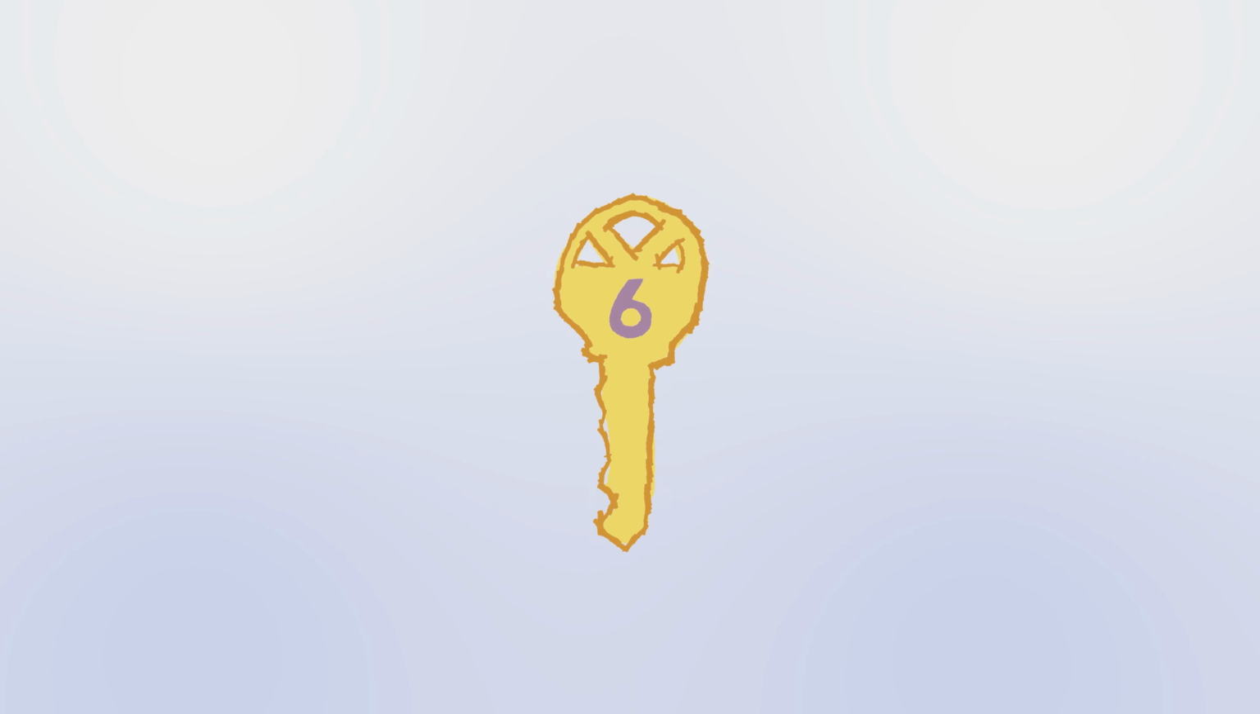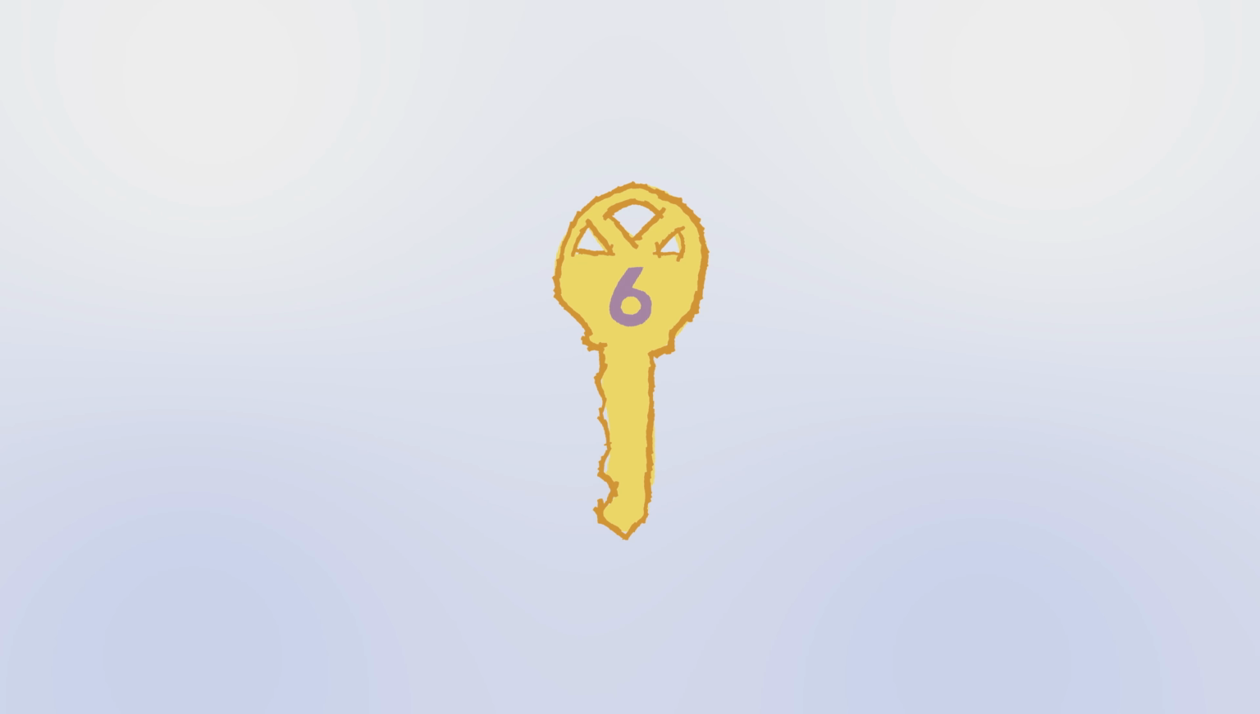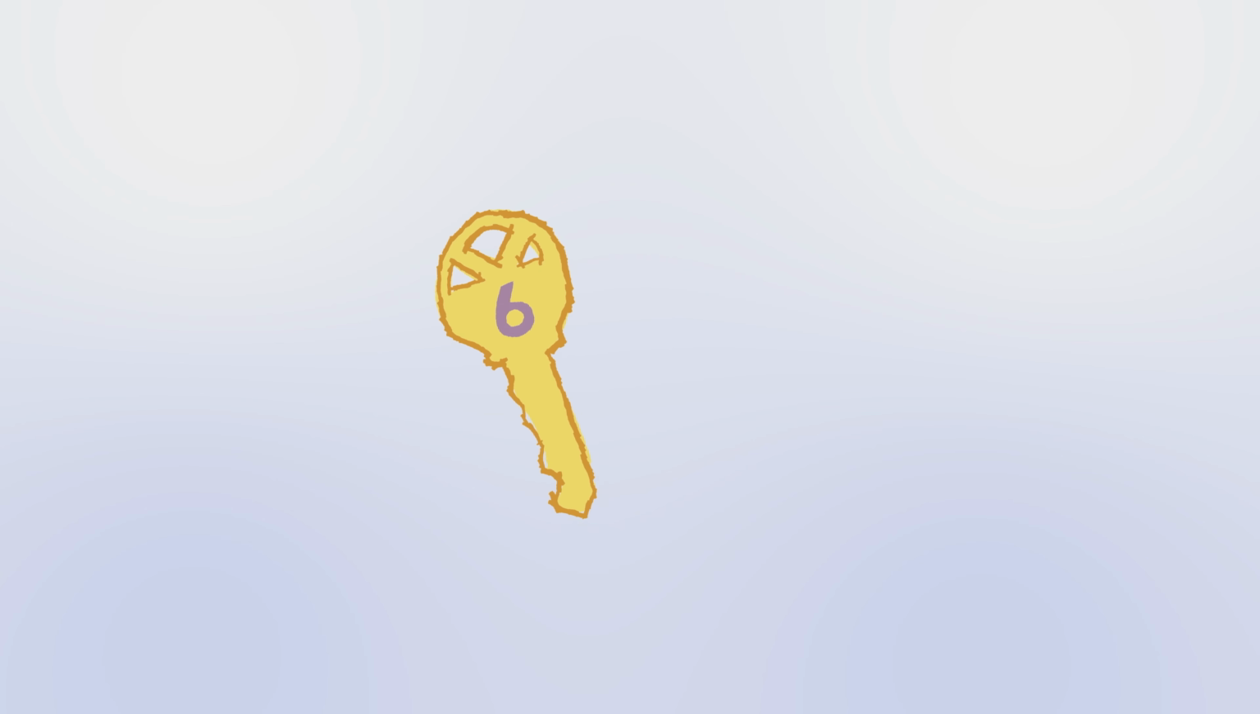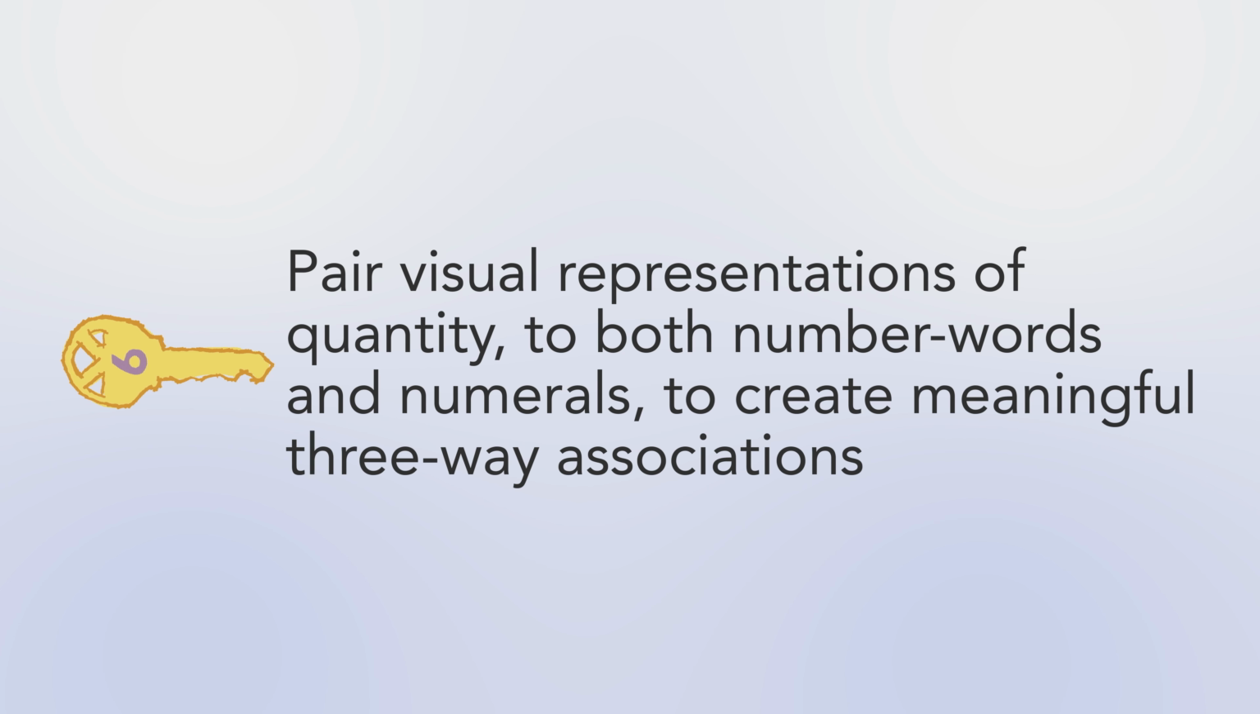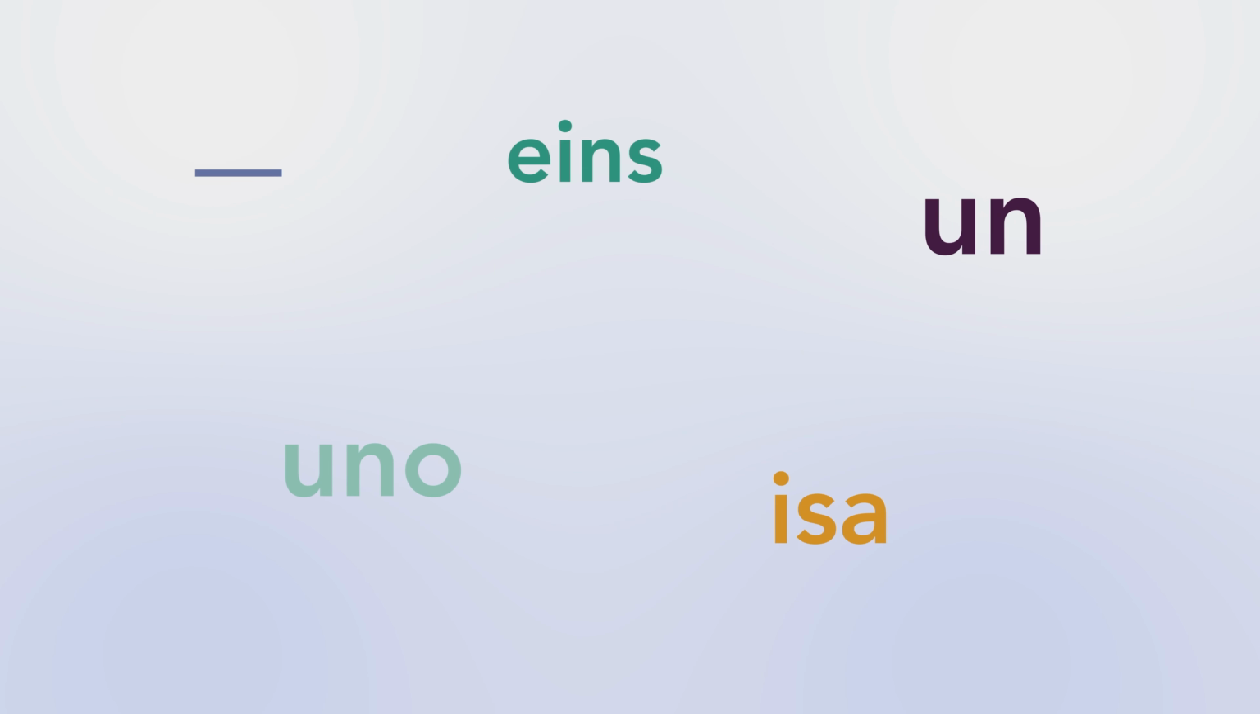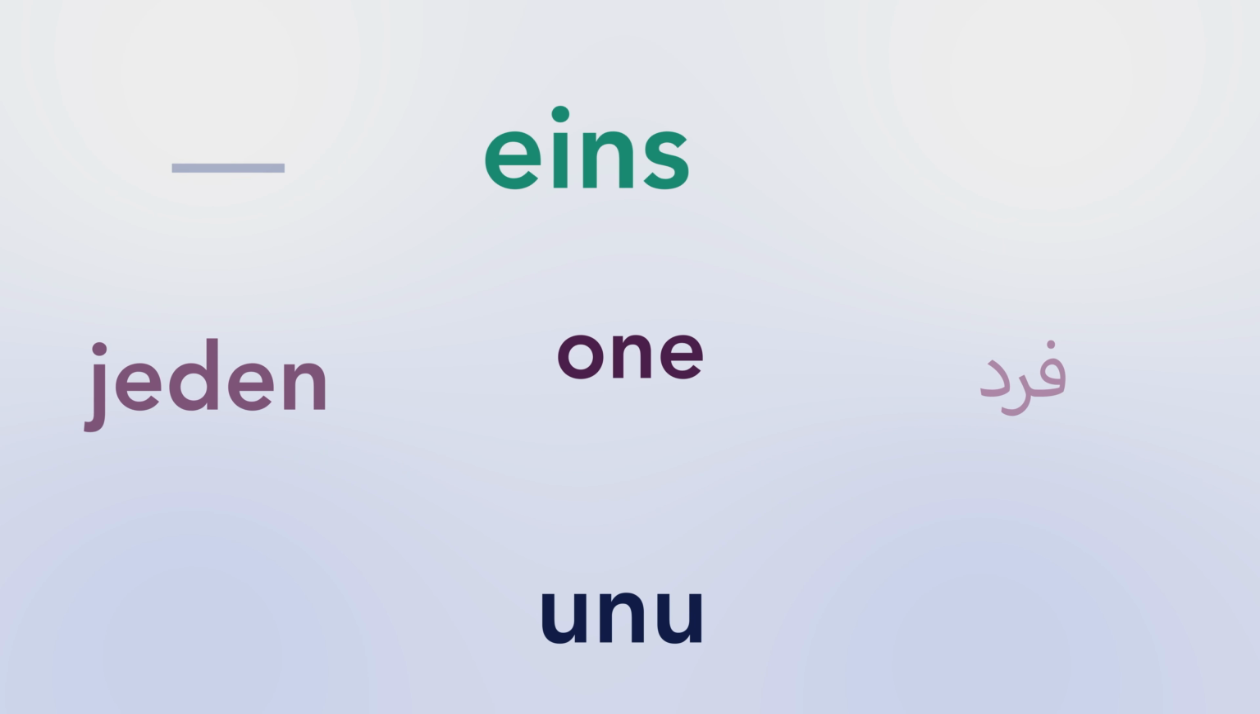This emphasis on the conceptual understanding of what the numerals represent is reinforced by the last key instructional practice, which guides you to pair visual representations of quantity to both number words and numerals to create meaningful 3-way associations. This includes labeling quantities using the words and symbols from the home languages of all your students in the classroom.